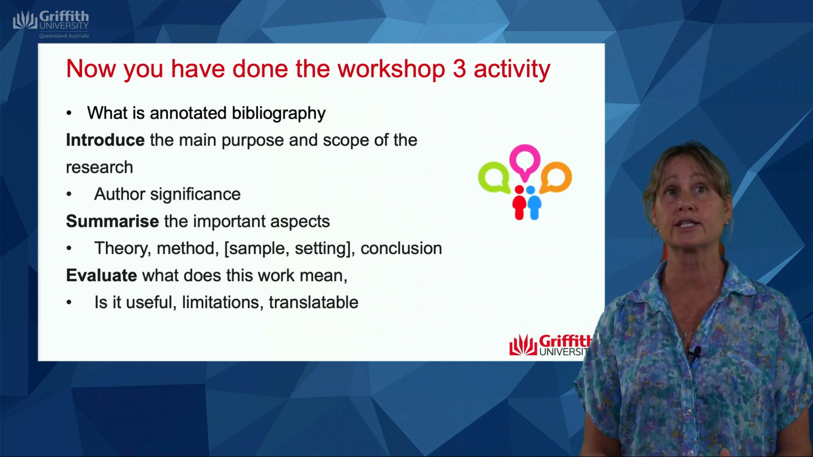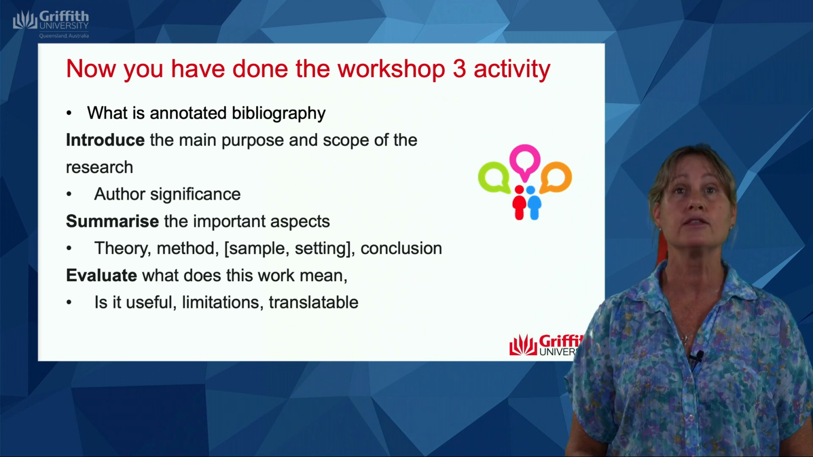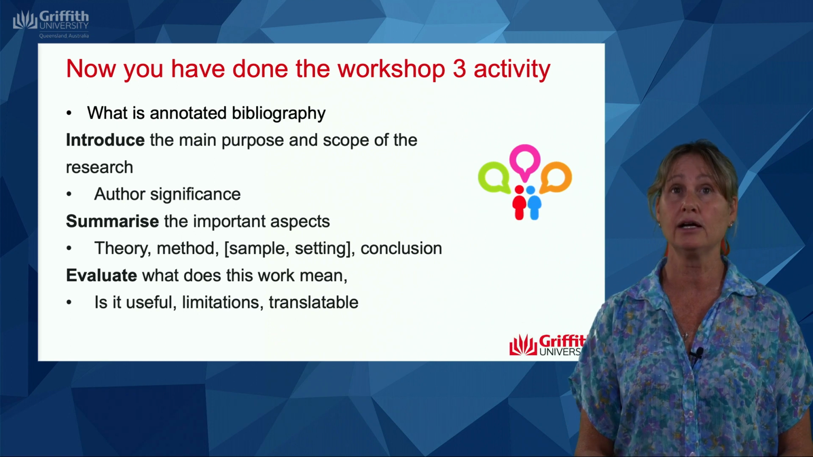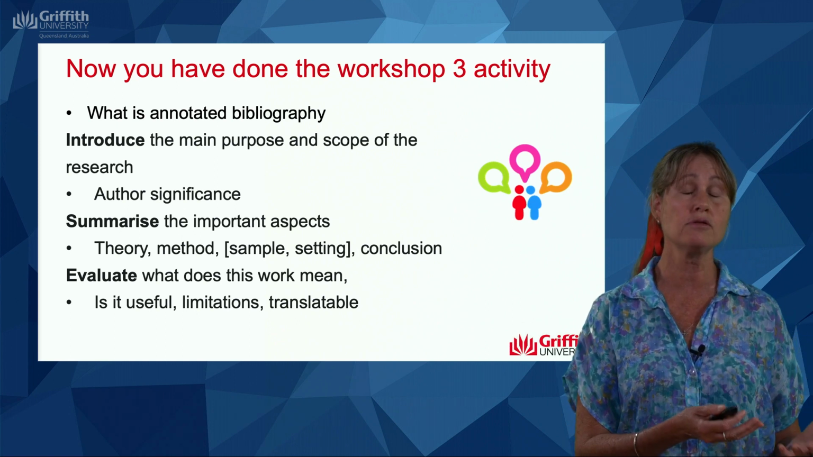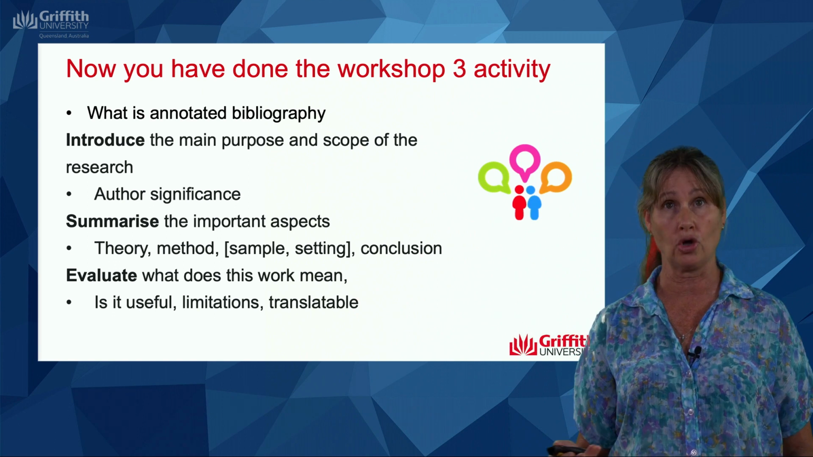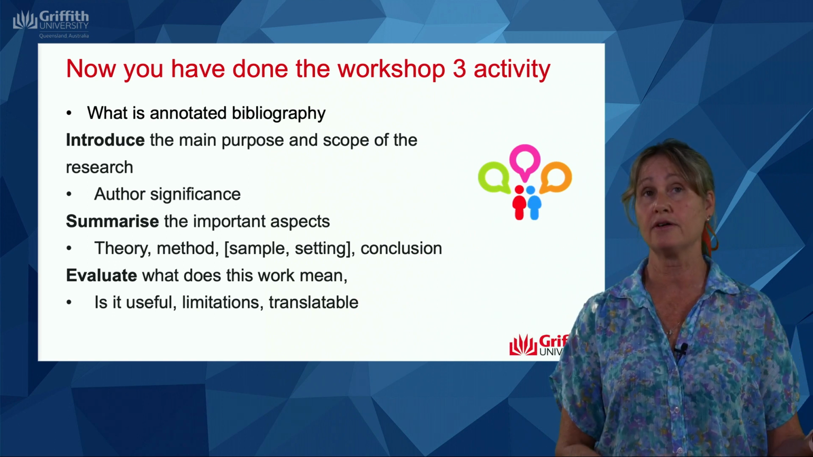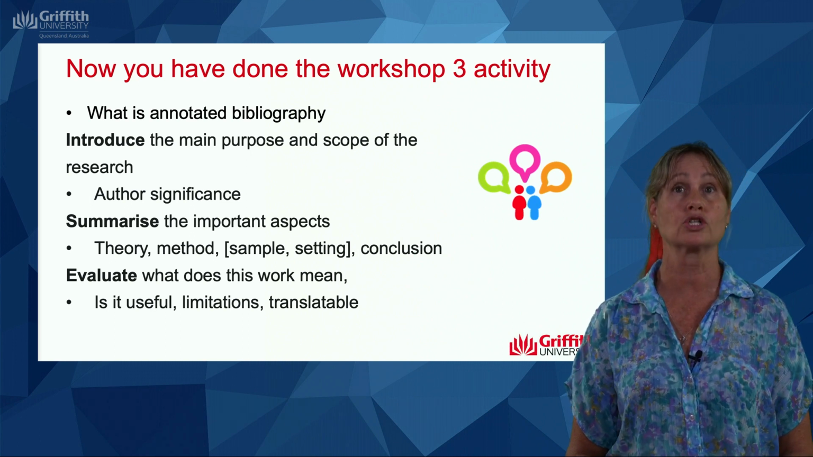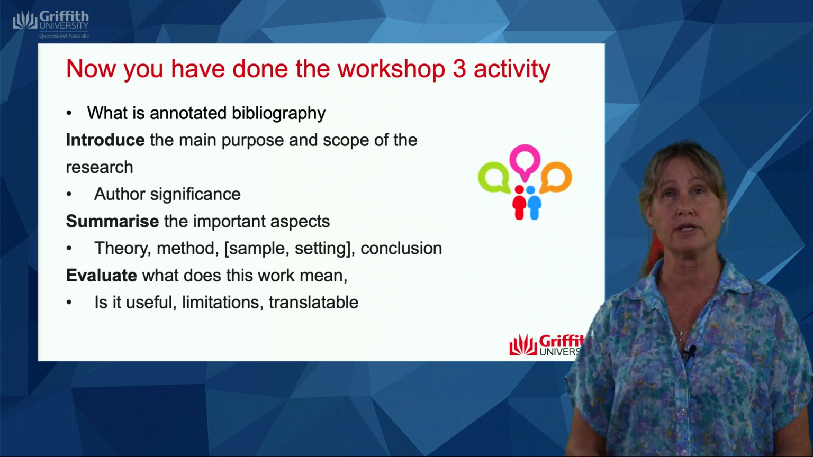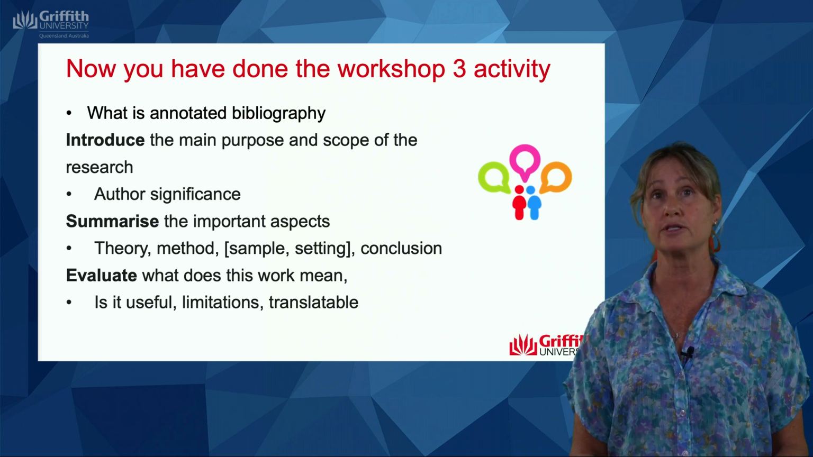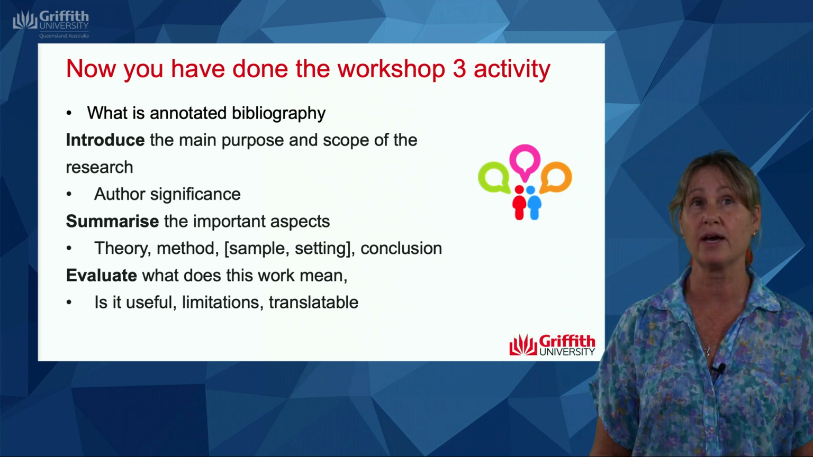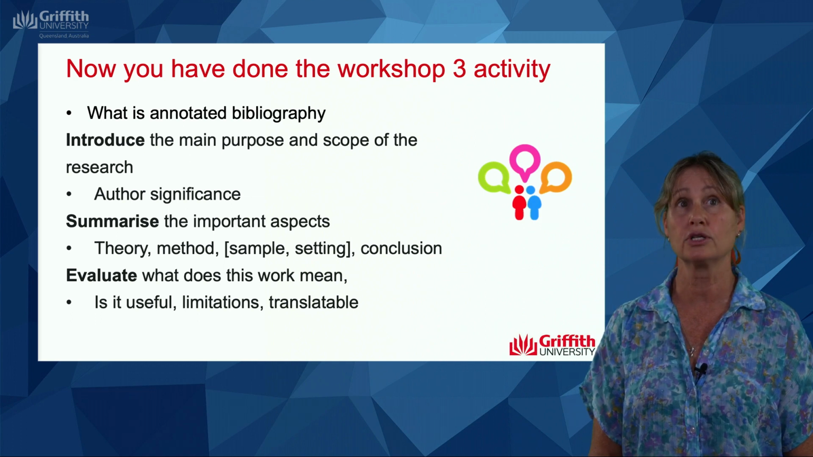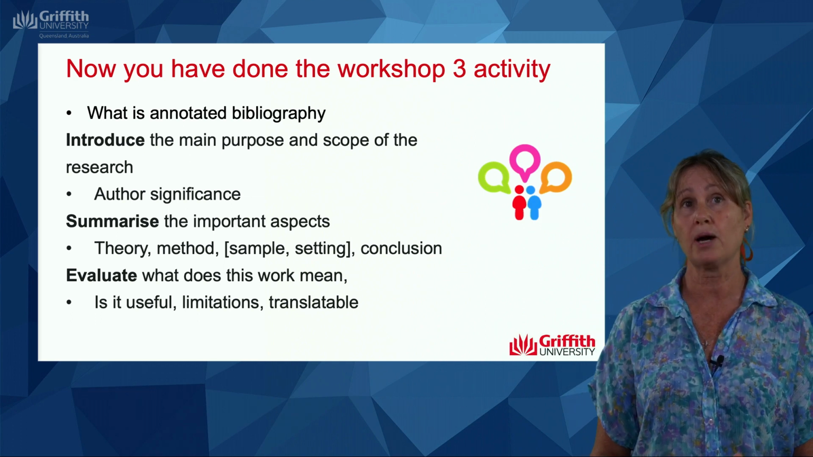Introduce the main purpose and scope of this research. And so talk about how this research was looking at self-efficacy in the relationship between a person with dementia and their carer in the early stage of dementia. The author significance you might want to bring in, because this particular article that we looked at in workshop 3 really had significant authors. So these authors are well published in this area. The journal was a high impact factor, which all helps us look at this research and say this is strong research.